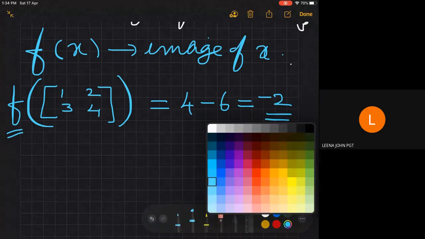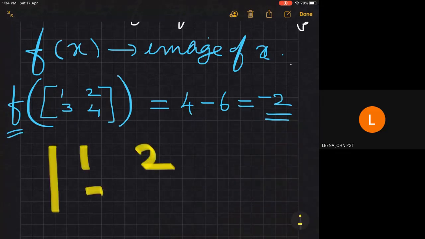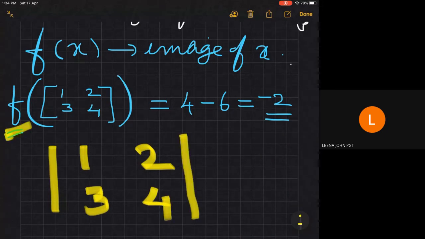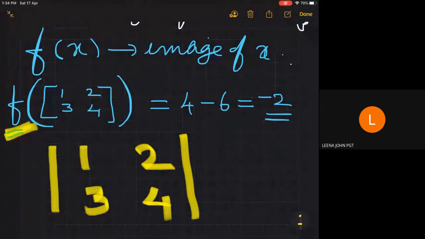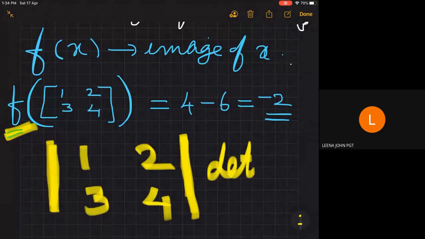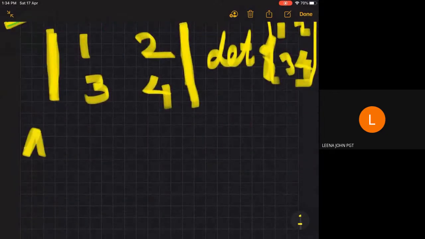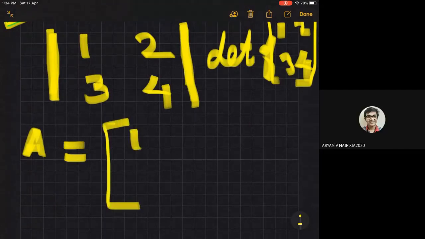Instead of f, we use a special notation. You carefully just see that notation. It is like this. We write 1, 2, 3, 4 with this symbol, that is two parallel lines. It almost looks like x, but it's not x. It is the symbol used for the function f, and it is read as determinant of 1, 2, 3, 4. Okay, this is determinant.